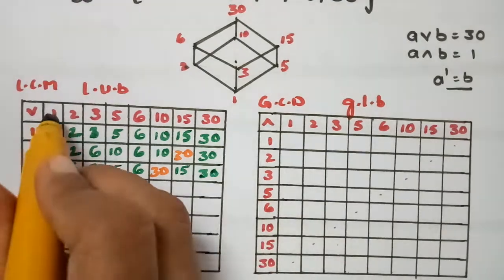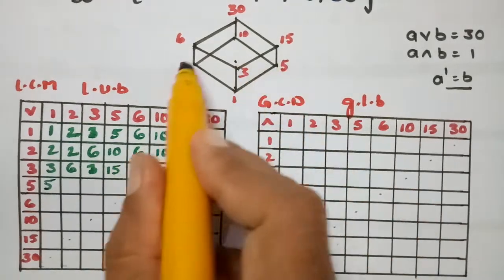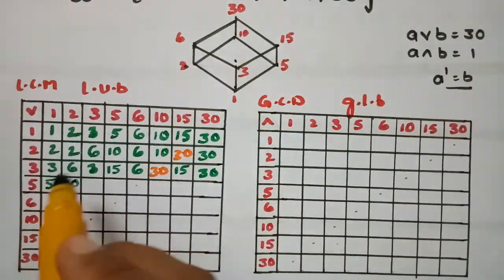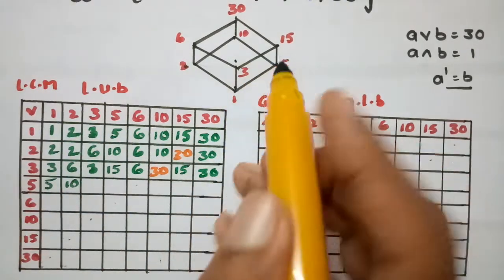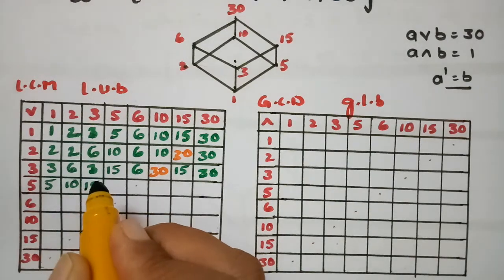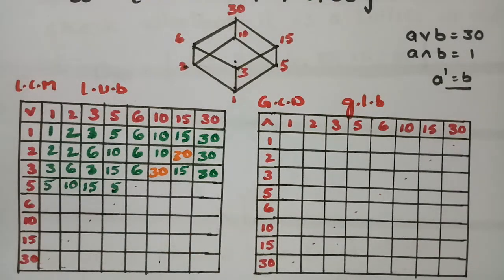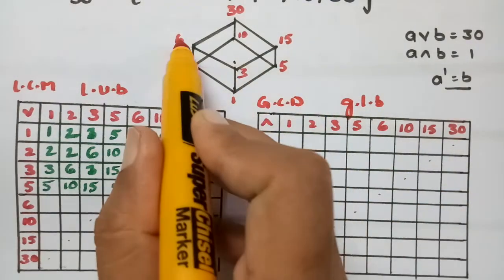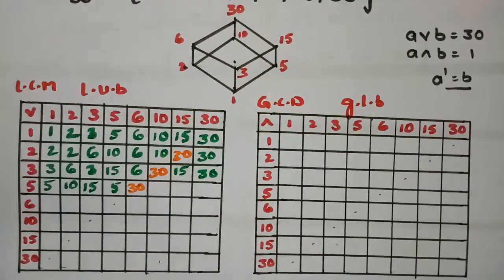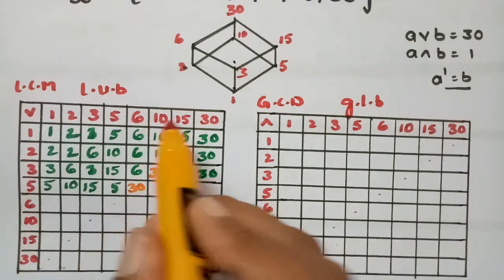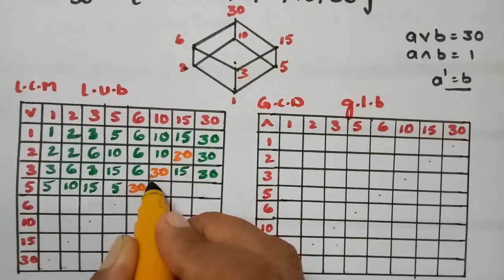Got it? And the next one, 5, 1. Coming to 5 and 1, 5 is the upper bound. And among 5 and 2, they meet at a point 10 here. Among 5 and 3, they meet at a point 15 here. The next one, among 5 and 5, the upper bound here is 5. And among 5 and 6, this is 5 and this is 6. First, they meet at a point 30. Then 5 and 10, the upper bound here is 10.